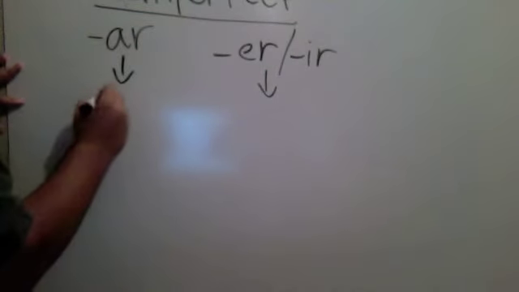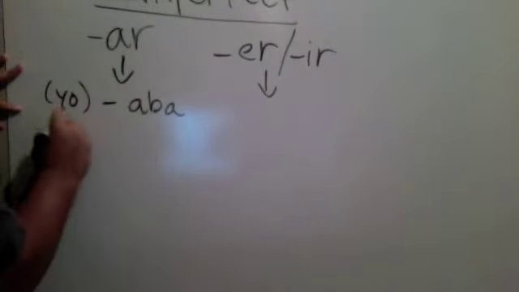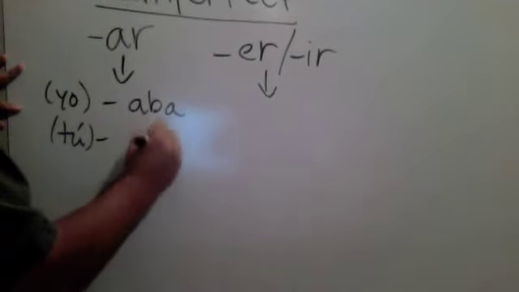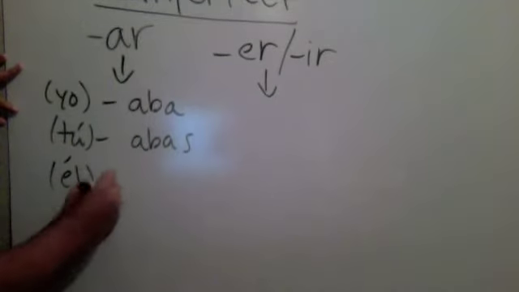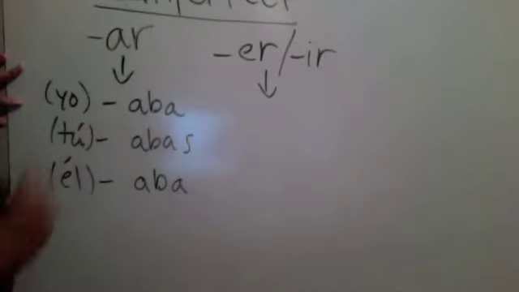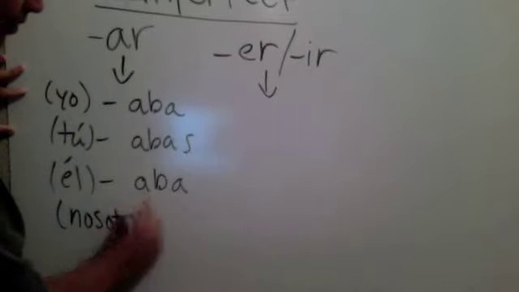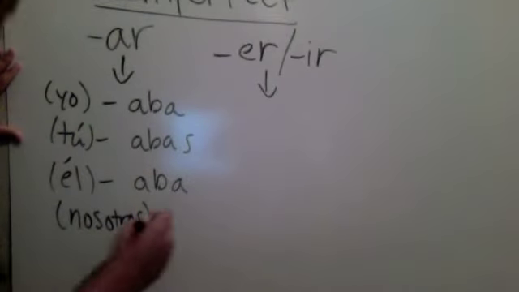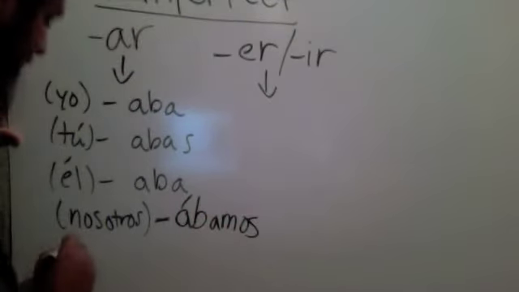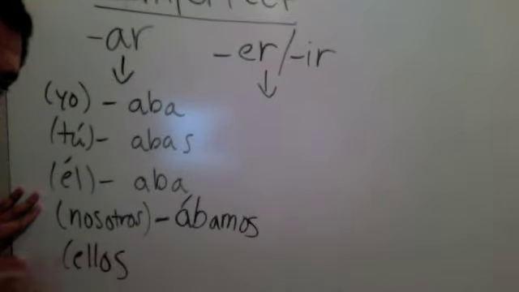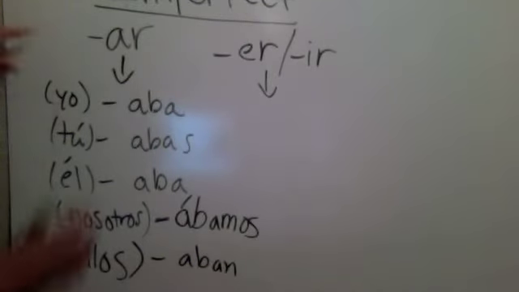I'll give you examples. For yo, aba. Tú, abas. Él, ella, and usted, aba. For nosotros, this is the only one that's a little different because it has an accent: ábamos. And then finally, ellos, ellas, and ustedes, aban. Those are your endings for AR.